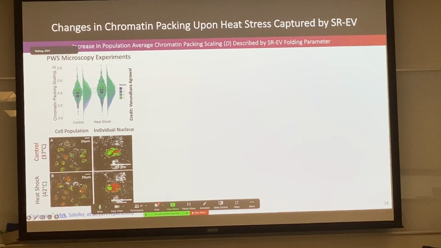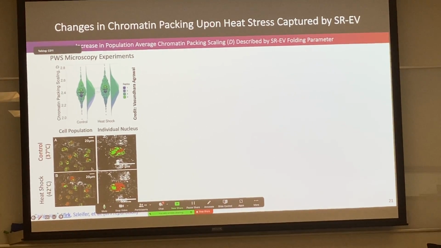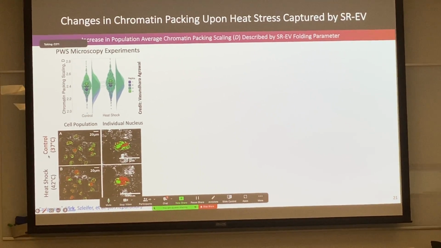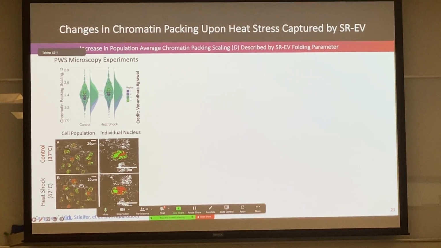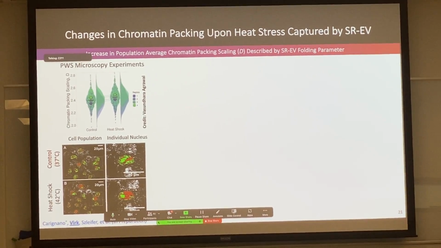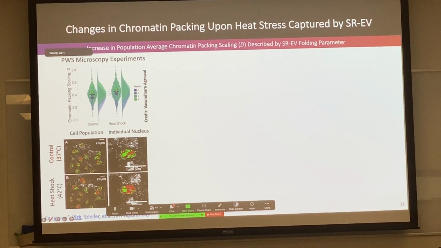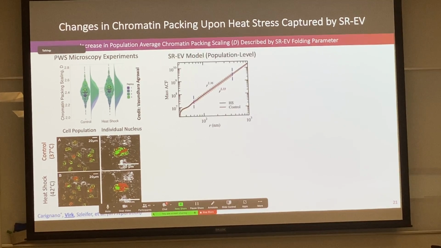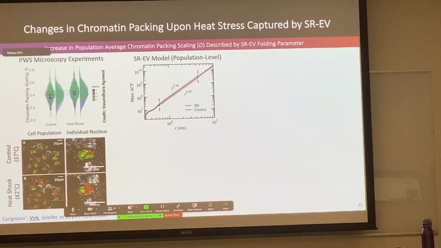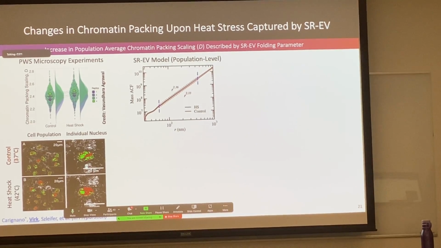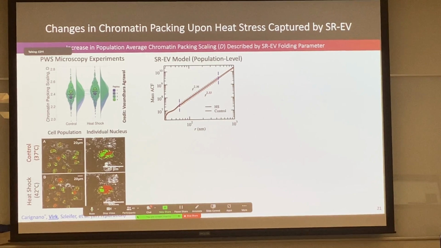And what you can see in the actual packing scaling maps of these PWS experiments is that when you heat shock the control population, the green regions, which demonstrate low chromatin packing scaling, decrease, whereas the red regions, which demonstrate high chromatin packing scaling, increase. So next, we wanted to see if the self-returning excluded volume polymer, by only changing the one folding parameter alpha, would be able to accurately describe these observations.